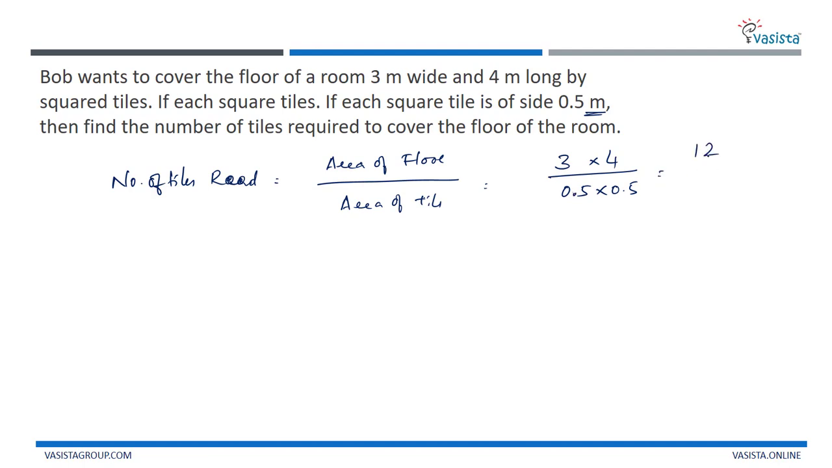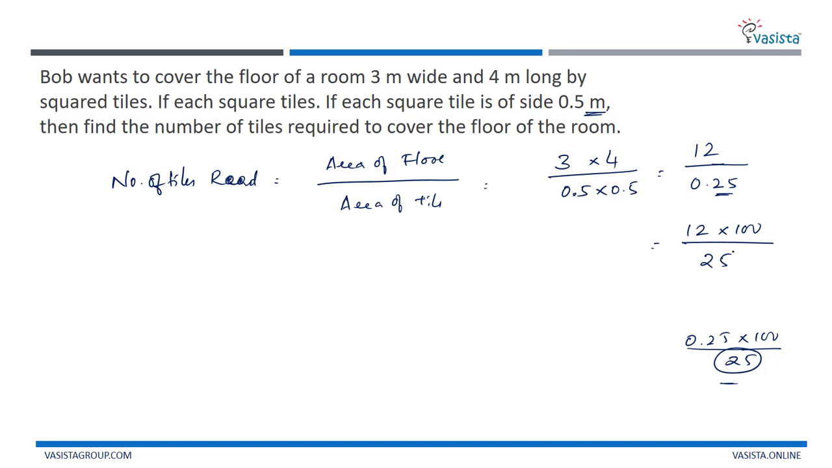3 4s are 12, that divided by 0.5 into 0.5, which is 0.25, right? Let us divide this. So what you can do is multiply and divide by 100, so that the decimal point moves this side. That is 12 into 100, and this will become 25, correct? You can check here: 0.25 into 100 you are going to get 25.